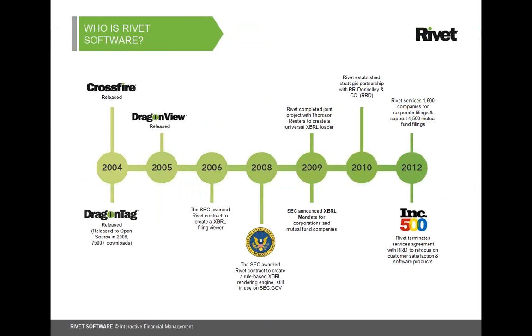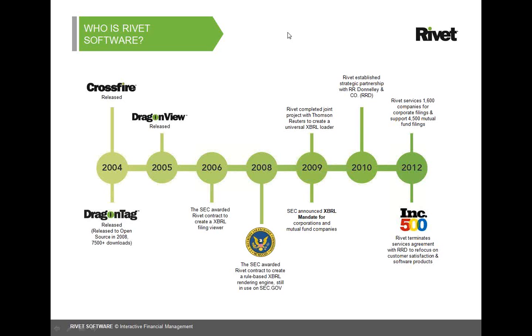We're going to start with a brief history of Rivet Software. Rivet is a 10-year-old company that has been focused on financial reporting, XBRL, and interactive financial management since the beginning of 2003. Our first flagship product, named Crossfire, was released in 2004. Dragon Tag and Dragon View were released in 2004 and then in 2005. And these tools were showcased by the SEC when the SEC was starting to push through the XBRL mandate that we know and love today.